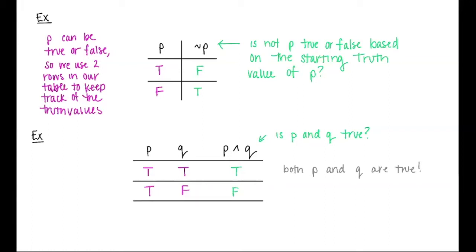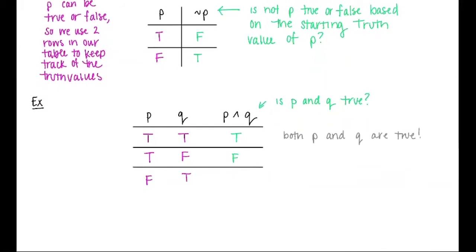The opposite could happen. P could start out as false and Q could start out as true. But regardless, in the end, when I ask, is P and Q true, they're both not true. So this compound statement would then be false. Okay. And then I have one more possibility for my starting truth values. They both could be false. And if they're both false, when we ask the question, is P and Q true? No, it's not. So that end statement is going to be false.